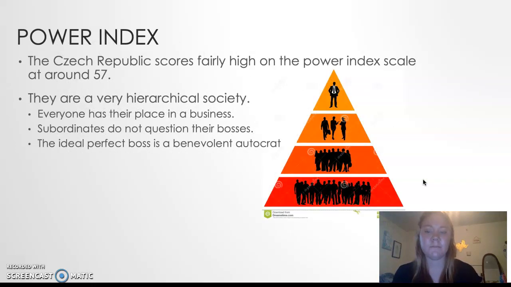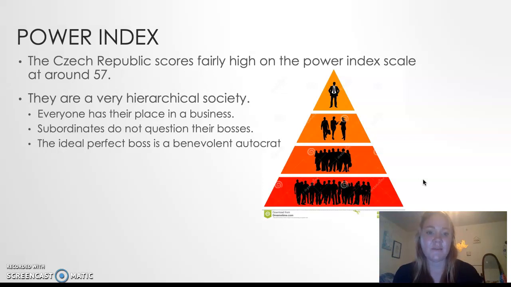Power Index. The Czech Republic scores fairly high on the Power Index scale at 57. This means that they are a hierarchical society. Everyone has their place within the business, and everyone has their specific jobs to do. Subordinates do not question their bosses or executives. The ideal perfect boss to them is a benevolent autocrat.